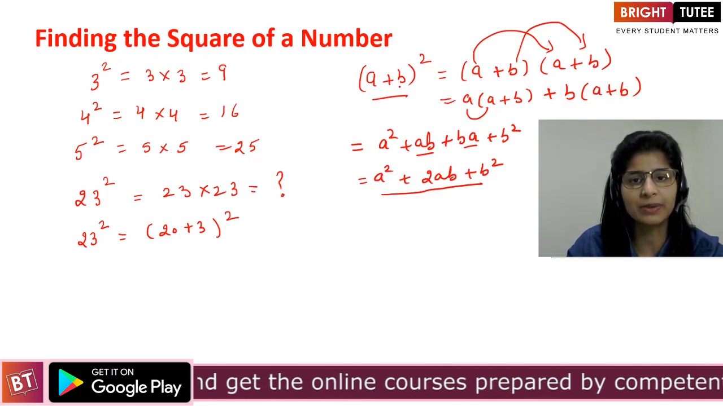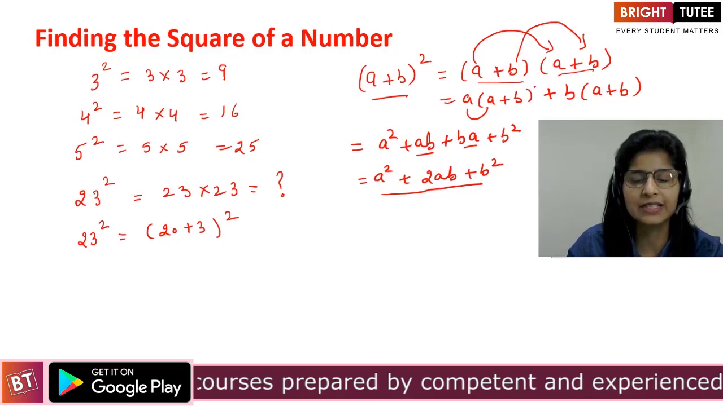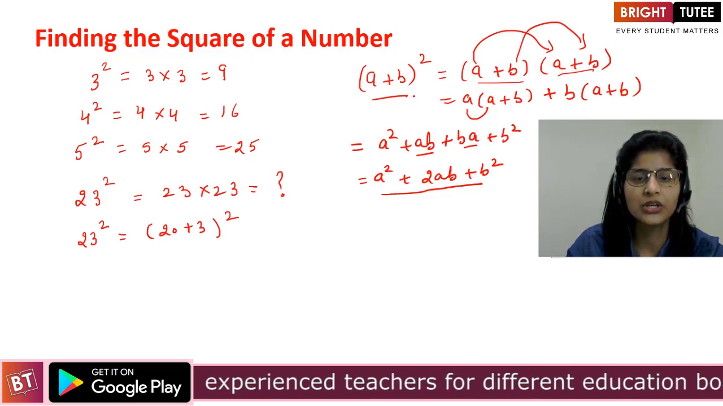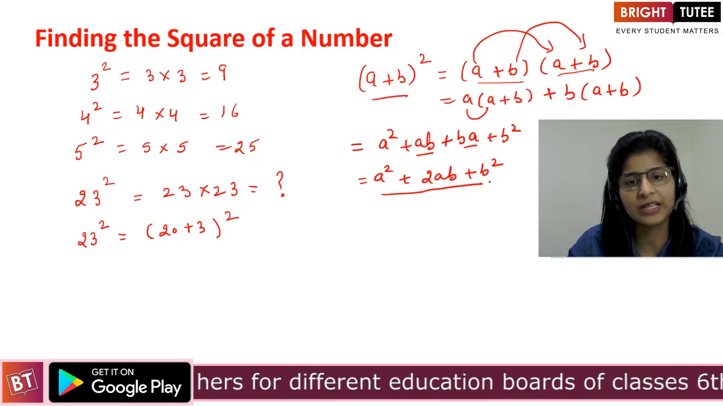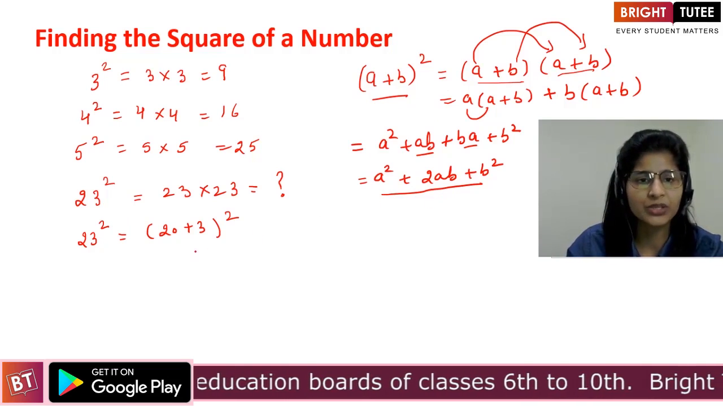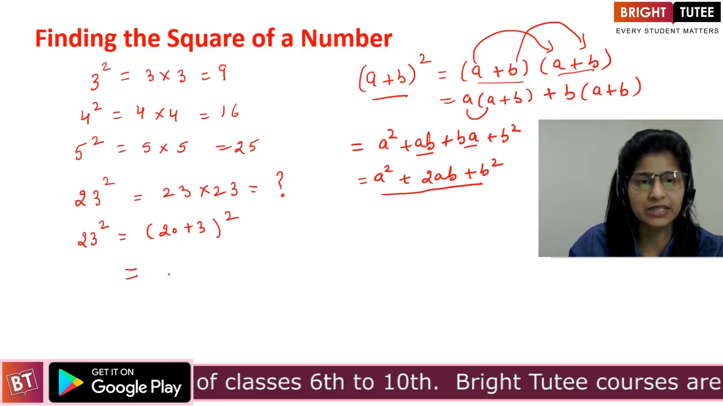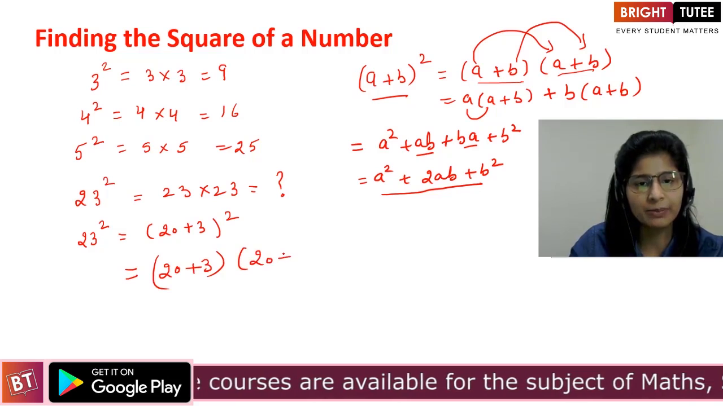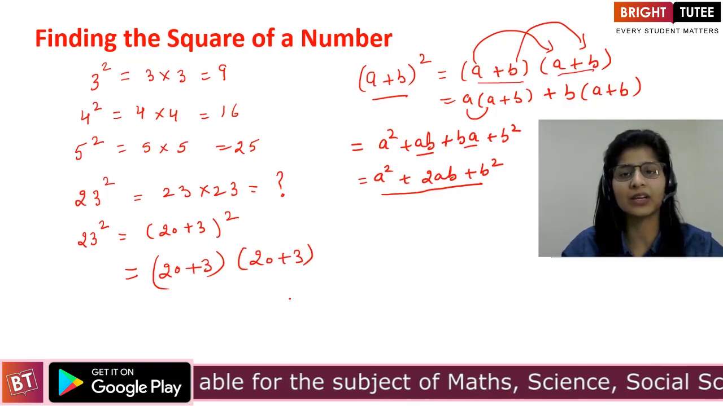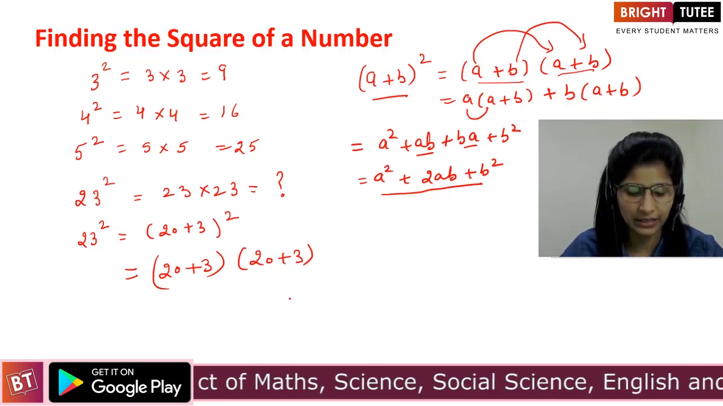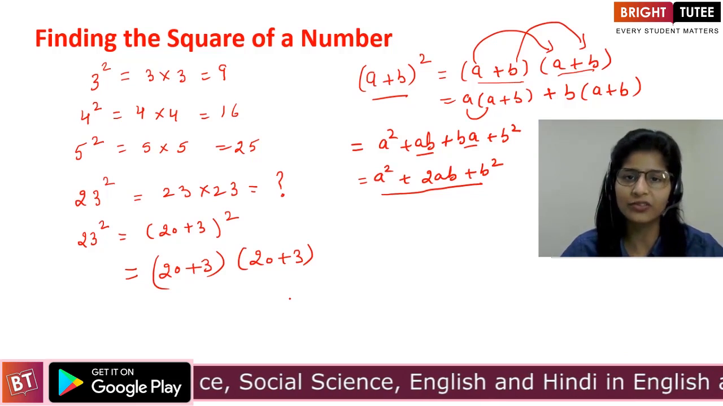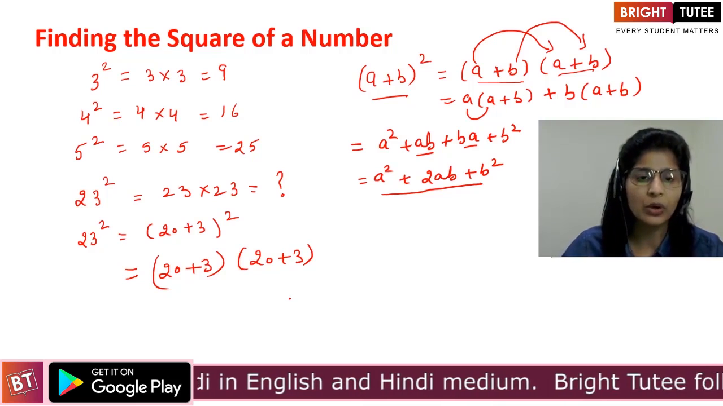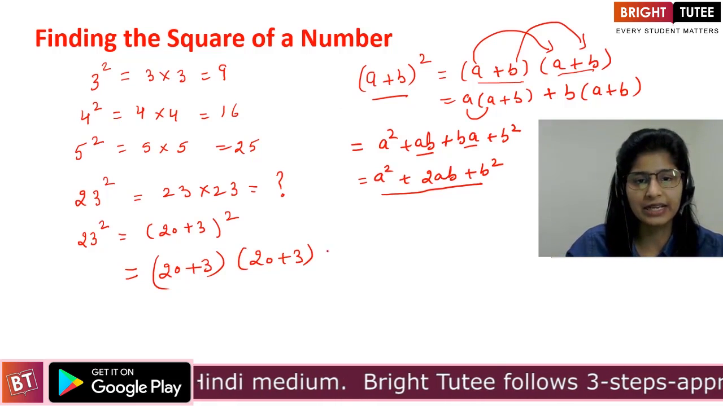So whenever we have to multiply two brackets with the same numbers inside and the same operation, we can just write a square plus b square plus 2ab. So here also we can apply the same identity. It is 20 plus 3 multiplied with 20 plus 3. Why are we converting 23 to 20 plus 3? Because finding the square of 20 is easy, and finding the square of 3 is really easy. So we can directly apply the formula.